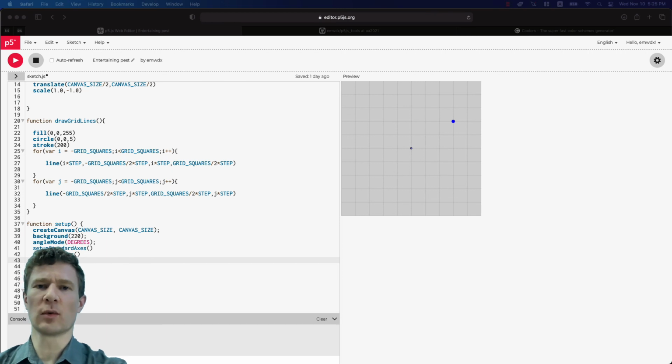In this next video, we're going to use this coordinate system to help us make some really cool art using p5js. See you there.